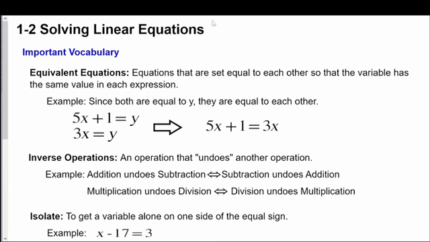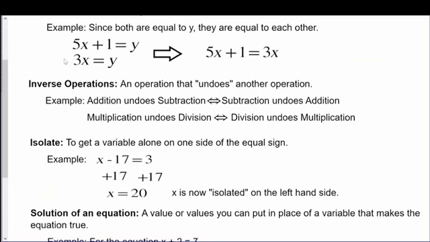Next, we have inverse operations, and these are operations that undo each other, or an operation that undoes another operation. So examples of that would be addition that undoes subtraction. Likewise, subtraction will undo addition. Multiplication undoes division, and division will undo multiplication.